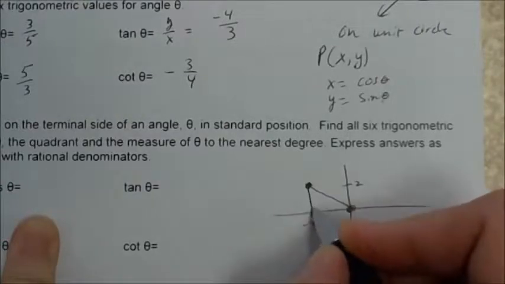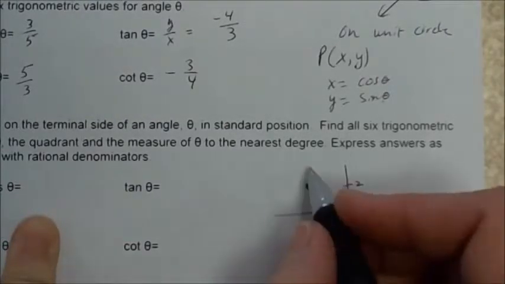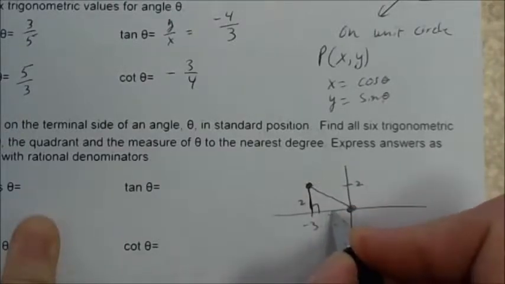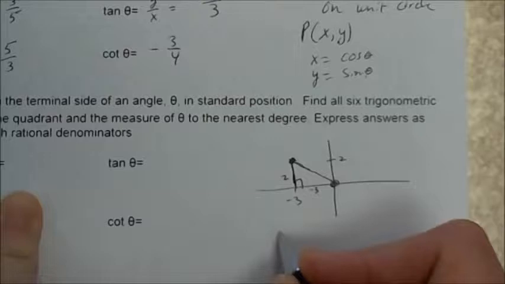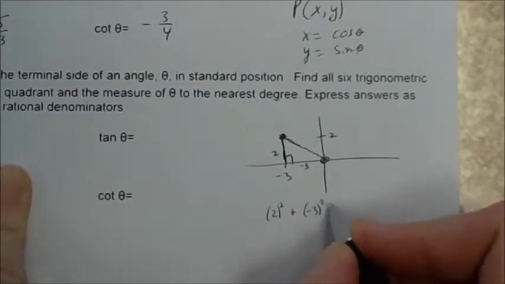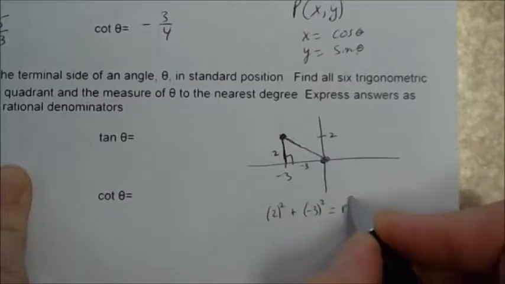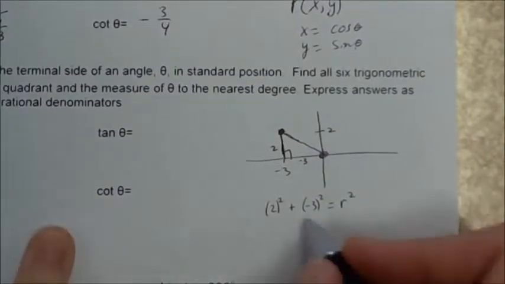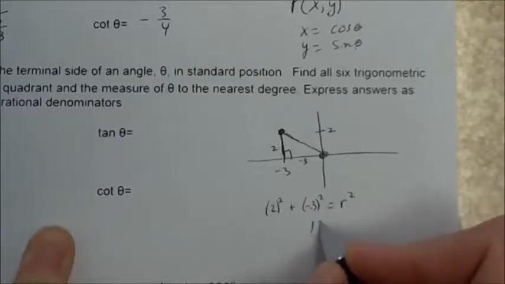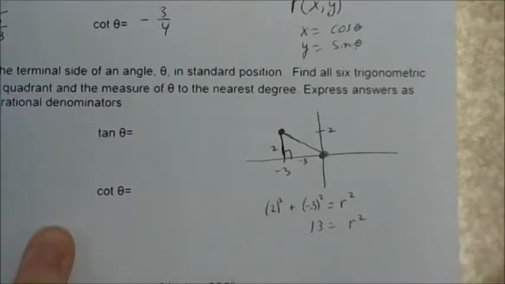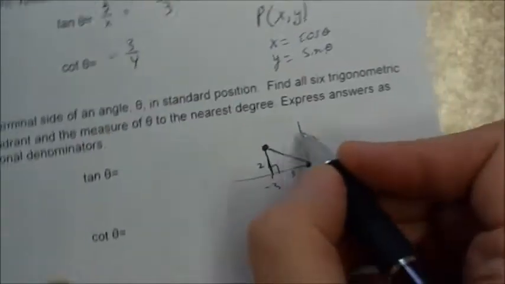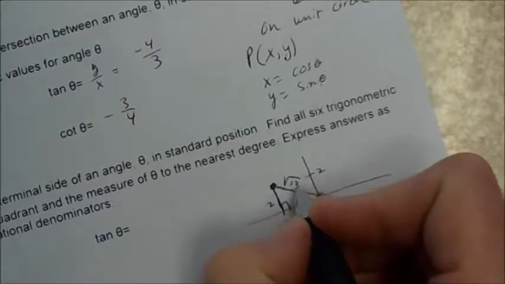Drop the perpendicular down to the x-axis, and this has gone up 2, back -3, and the hypotenuse is 2 squared plus -3 squared is equal to, we can call that R or C or whatever letter you want. So we have 4 plus 9. 4 plus 9 is 13, is R squared. So the square root of 13 is R. So we're going to label that hypotenuse with the square root of 13.